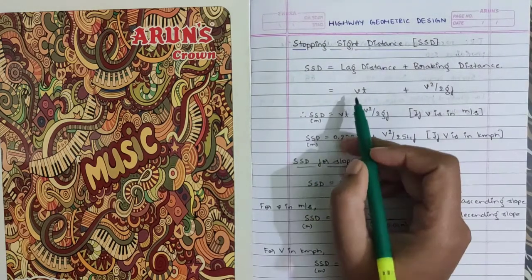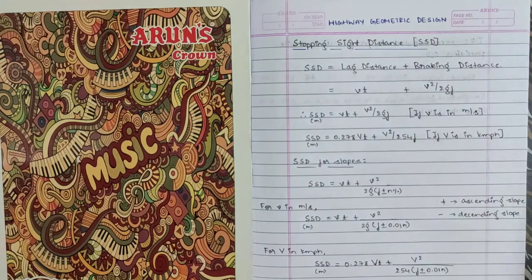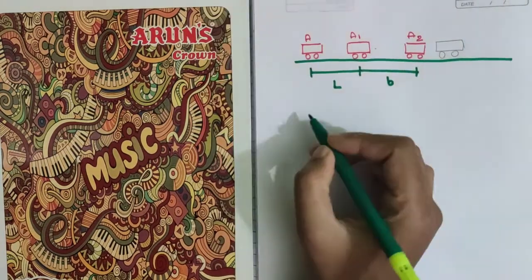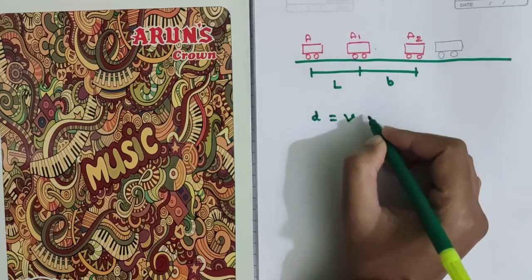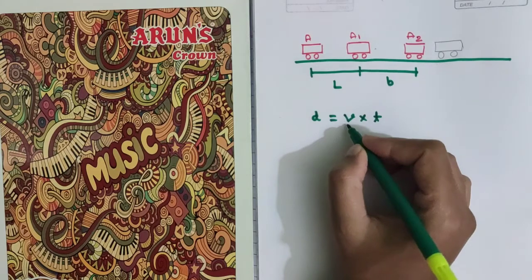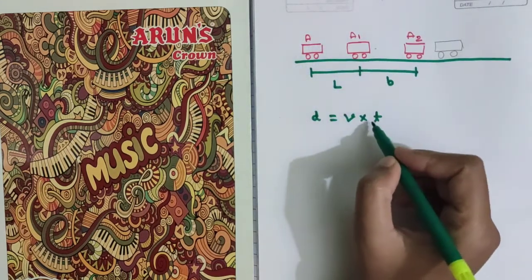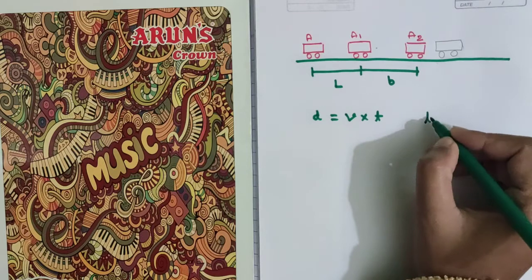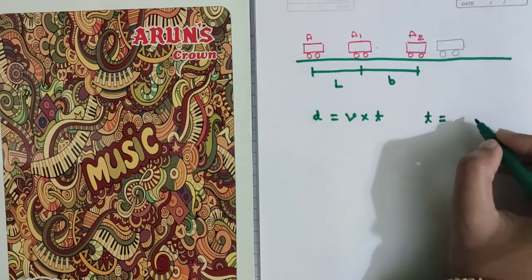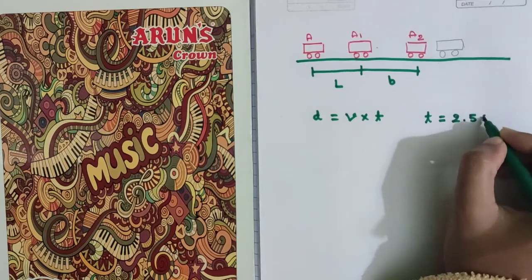So this lag distance is V into T. You know what the equation for distance is? The equation for distance is speed into time, isn't it? So here the speed of this vehicle A is V, and T is the total time for reaction. We have already learned that the total reaction time is 2.5 seconds.